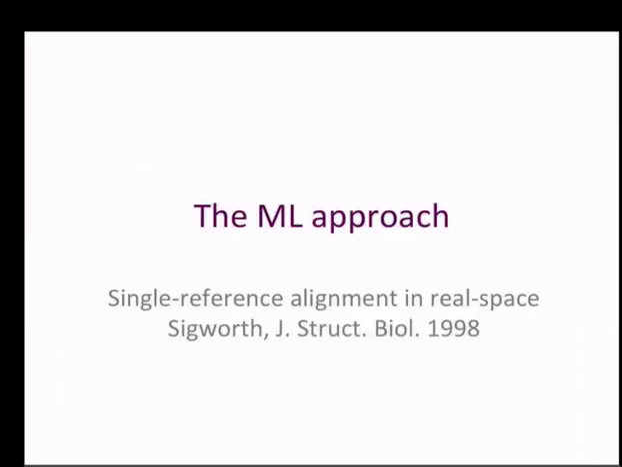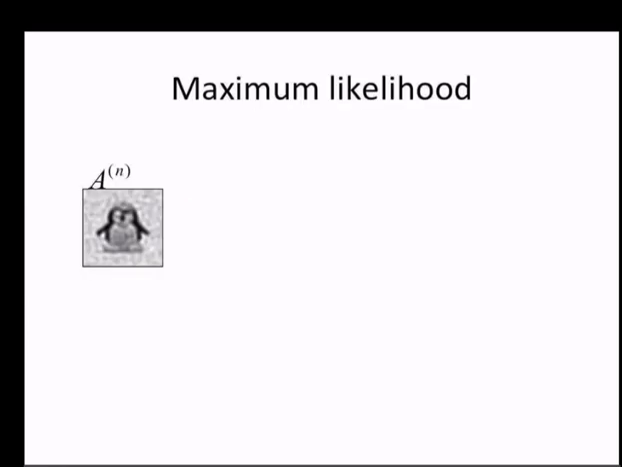Okay, so the maximum likelihood approach to this very problem of single reference alignment, and this implementation was in real space, was actually introduced to the field by Fred Sigworth at Yale, and that already happened in 1998. So the maximum likelihood approach is different in this marginalization over all the possible orientations.